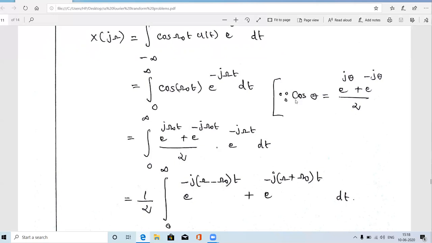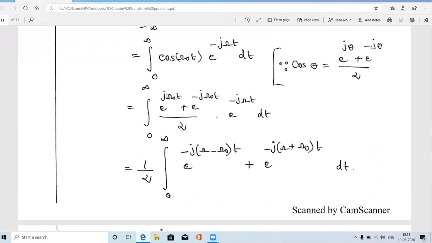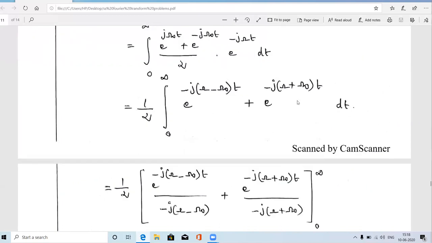So for that you know the formula for cos theta. What is cos theta? E power j theta plus e power minus j theta divided by 2. Okay, so you compare these two. In the place of theta, which one is available? Omega naught t is available. Okay, so this is the same procedure as in the previous problem, but the only difference is the integration limit. So you substitute here instead of cos omega naught t. Then you take 1 by 2 common outside this integration, and you combine the two e powers. Okay, we will get like this.